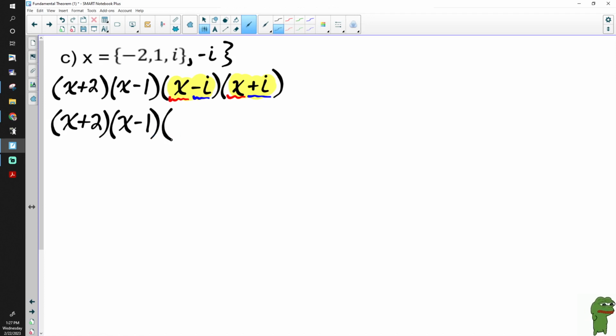Multiplying my first terms, x times x is x squared. Multiplying my second two terms, we'll do off to the side. I have -i times i gives me -i squared. We know that i squared is -1, so I have -(-1), so I get +1. So those two factors are combined. And now it's just a matter of brute force. We're going to multiply with the box method a couple times to get our final polynomial.